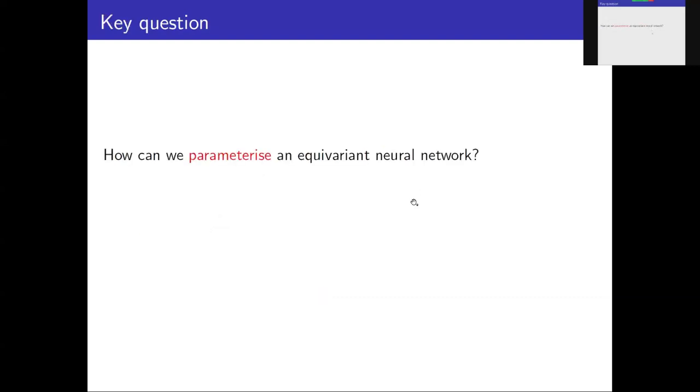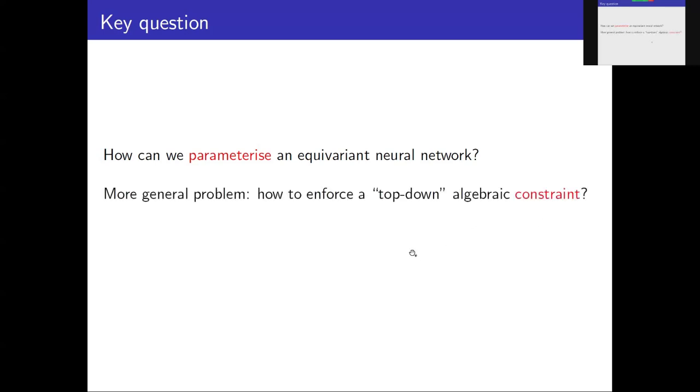But there's a problem here. This is intuitively something we want to hold, but in practice it won't hold by default. If you just take a neural net and train it on images of cats, it won't necessarily follow that the resulting model has the translation equivariance property that we want. So the question is how you actually enforce this. It's an instance of a more general problem of interest: how can you impose some top-down algebraic constraint on a model that you want to hold but won't necessarily by default?